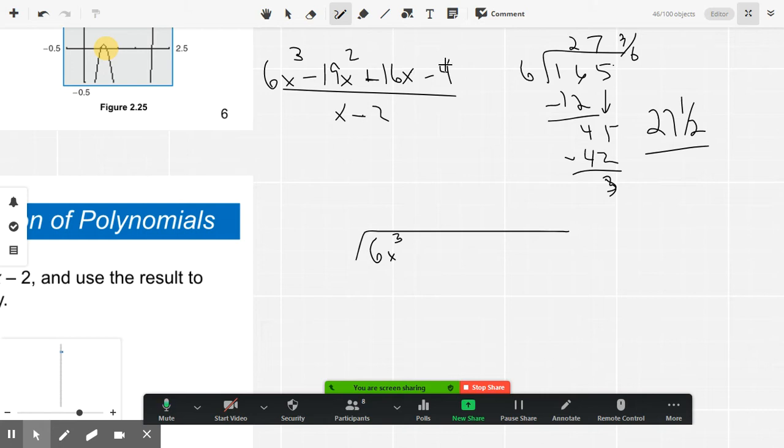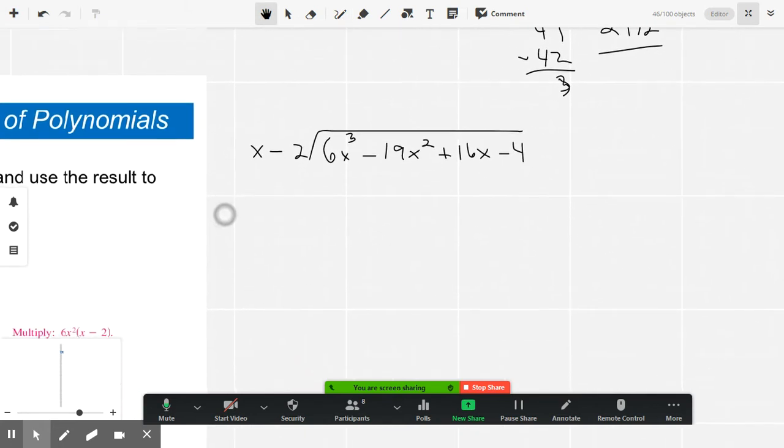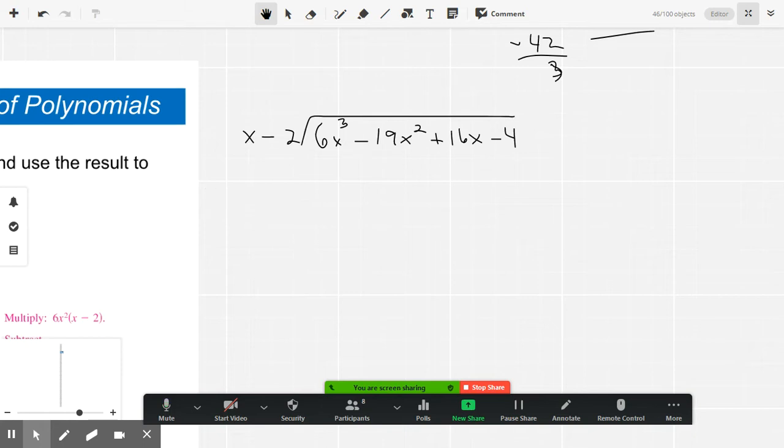So that's going to be 6x cubed minus 19x squared plus 16x minus 4. And then I'm going to divide that by x minus 2. All right. Now, here's how we do this. It's very similar to just regular numbers.